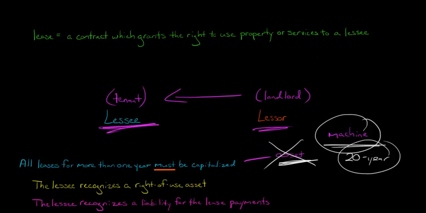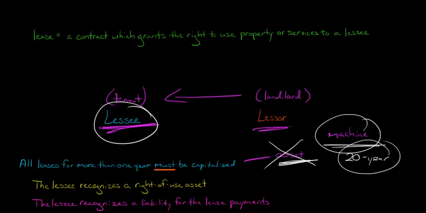Now, all leases that are longer than 1 year in length, whether it's a 2-year lease, 3-year, 30-year, 40-year, must be capitalized. That means that the lessee is going to recognize an asset. You can call it a right of use asset because they've got the right to use this machine or the apartment building or whatever. They're also going to recognize a corresponding liability for the lease payments, because for 20 years or 2 years or 3 years, they've entered into this agreement and have to make these payments. That's a liability that goes on the balance sheet.